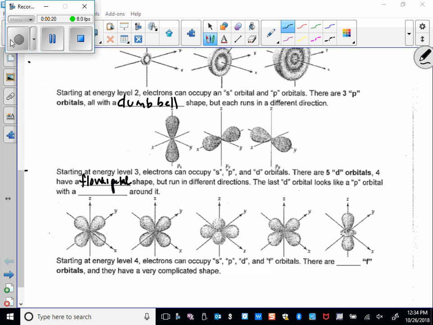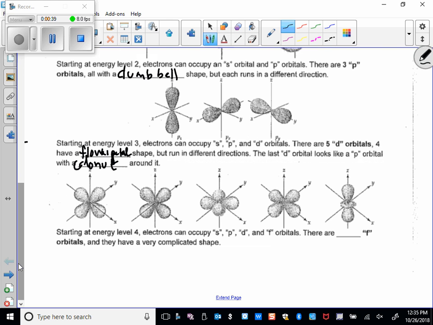All right. Now, there are 5 d orbitals. 4 have a flower petal shape, but run in different directions. The last one looks like a p orbital with a donut around it. Is that right? All right. At energy level 4, the electrons occupy s, p, d, and what is the last one? F orbitals.